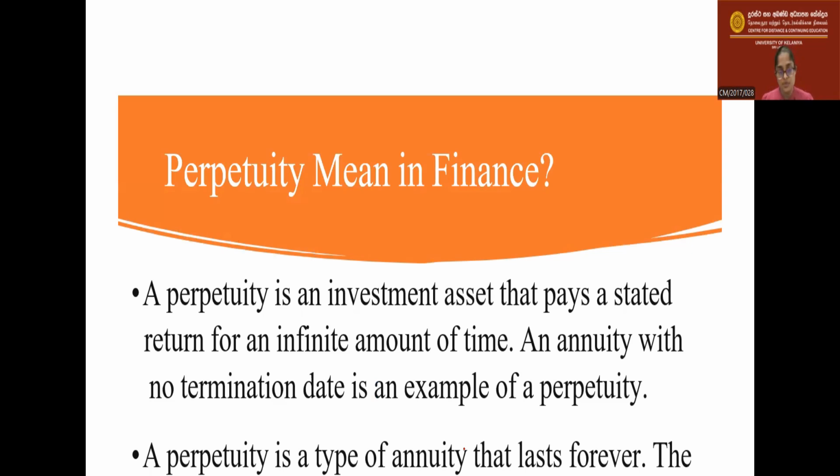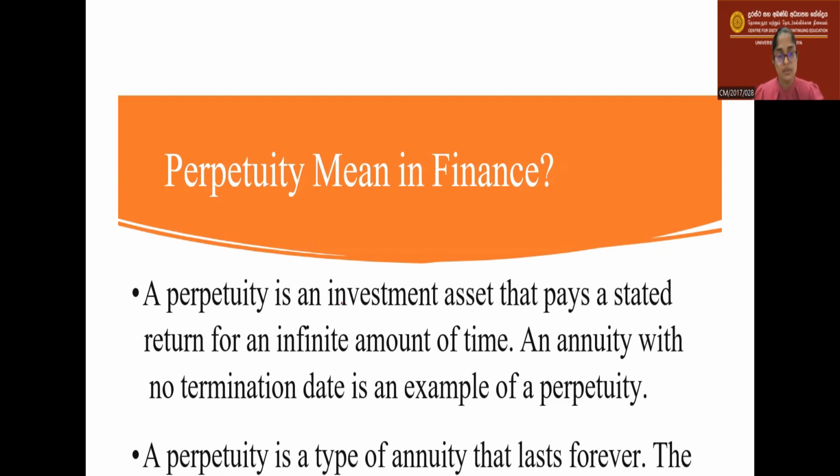So let's move to the perpetuity. What do we mean by perpetuity in finance? Normally, a perpetuity means an investment asset that pays a stated return for an infinite amount of time. An annuity with no termination date. We can't set a termination, such as 10 years, 2 years, or 100 years, because it's infinite. There is no termination date. So an annuity with no termination date is an example of a perpetuity.